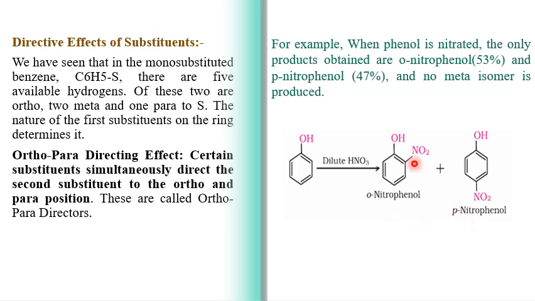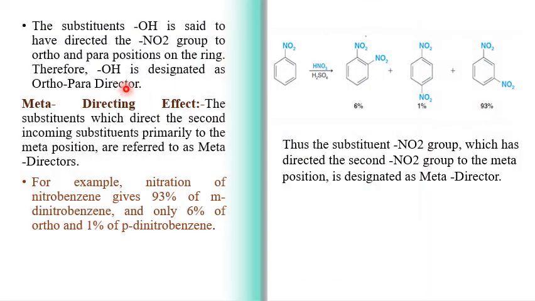So here the OH group is considered an ortho-para director, because this OH group directs the substitution of the nitro group to the ortho position as well as the para position. The substituent OH is said to have directed the nitro group to the ortho position as well as the para position on the ring. Therefore, OH is designated as an ortho para director.